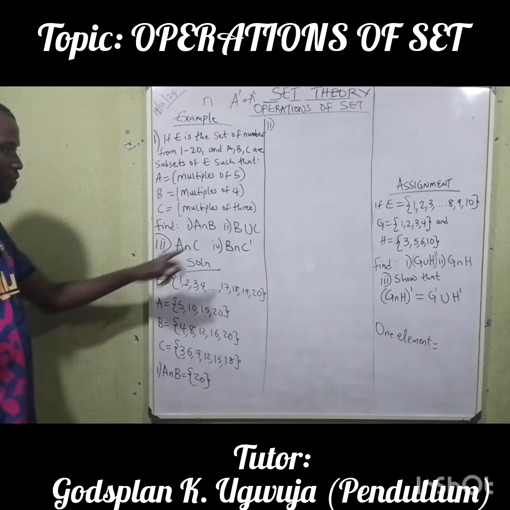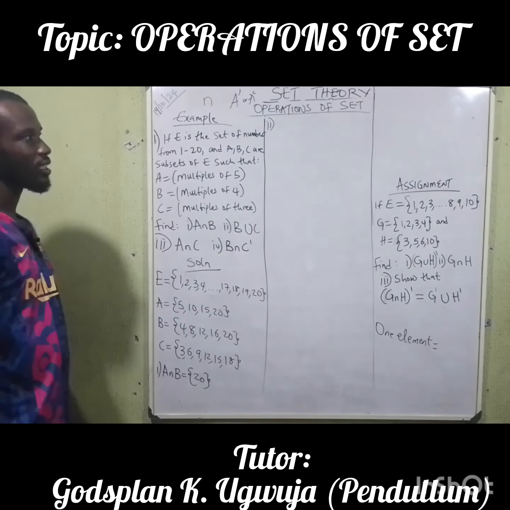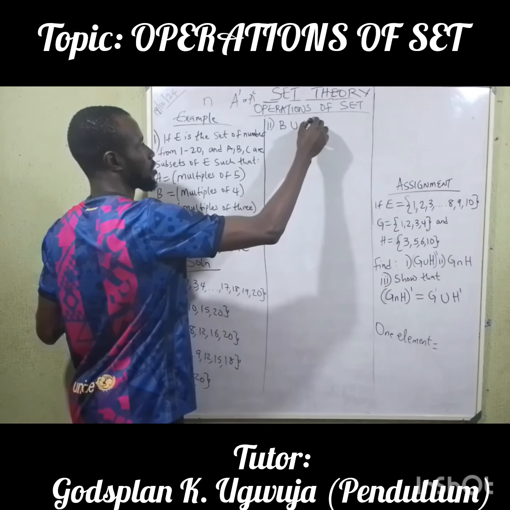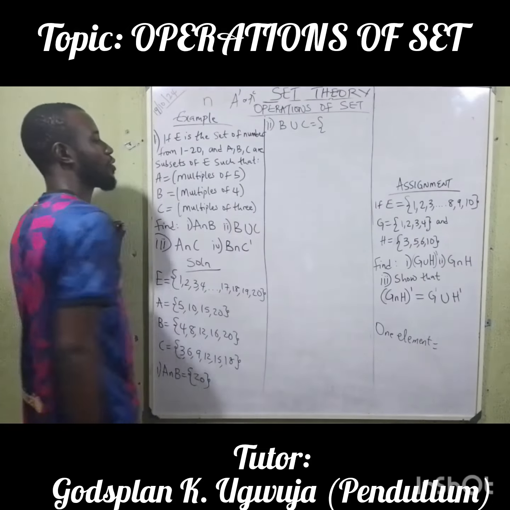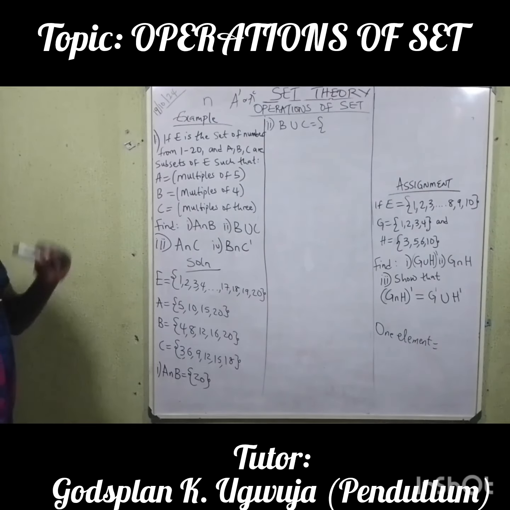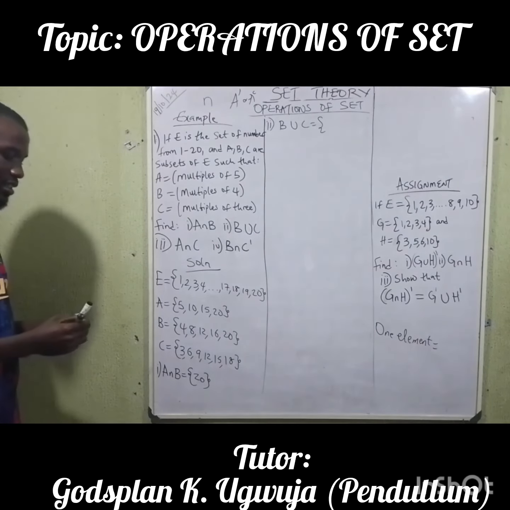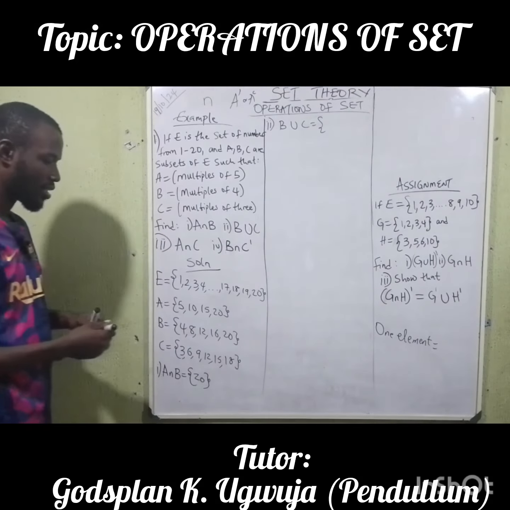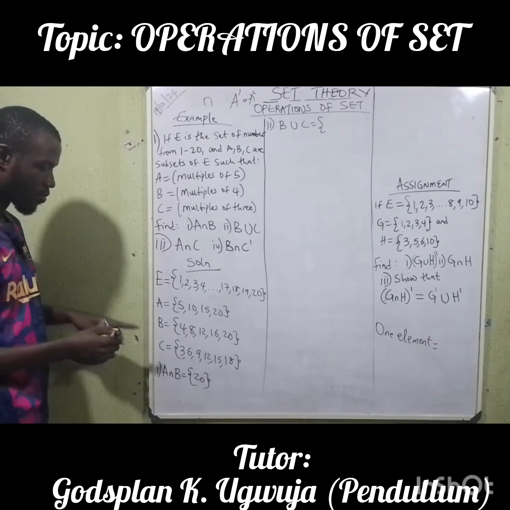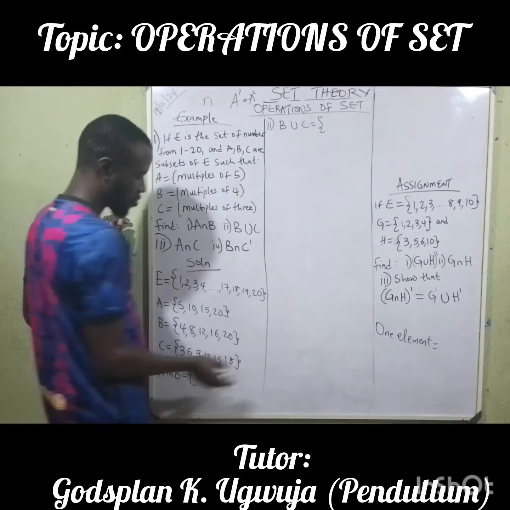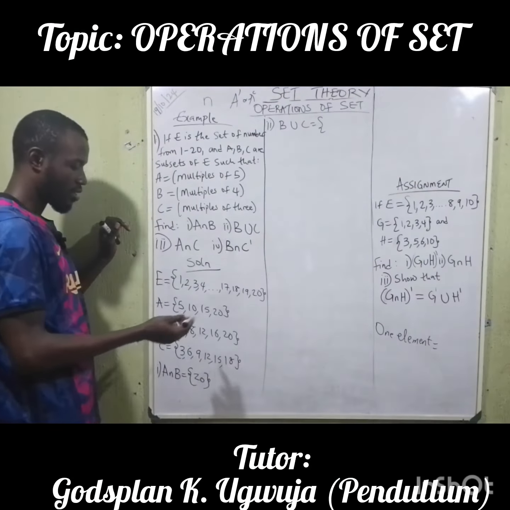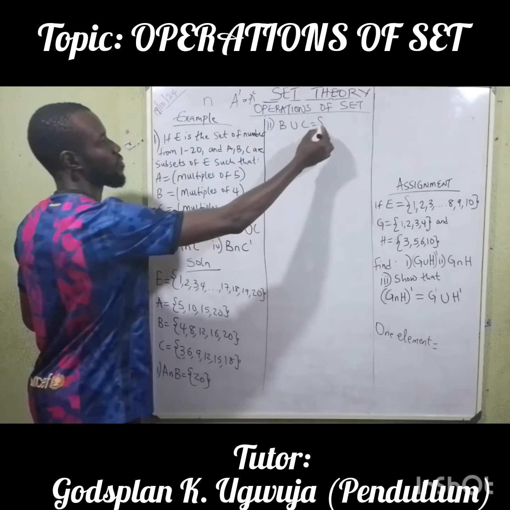Alright. Now the second question here is B union C. So we're looking for the elements of B union C. Now I told you the union means everything in B and everything in C, that combination of everything in B and C. So this is going to be a long one. We'll start with 2. We're just going to write everything here together with everything here. So let's just write it, rearrange it.